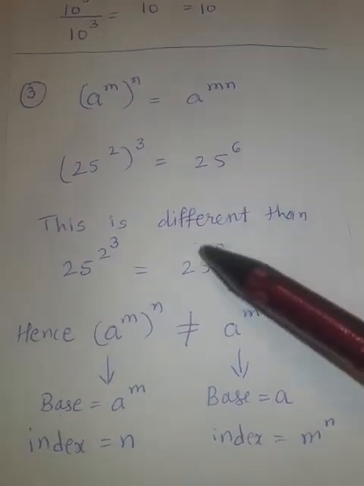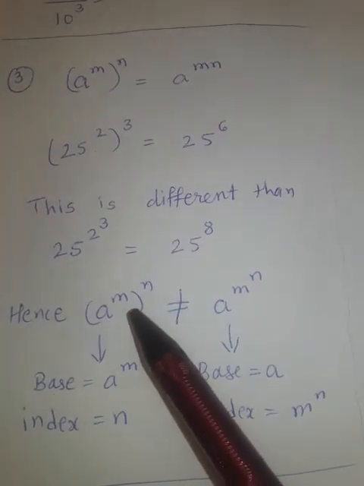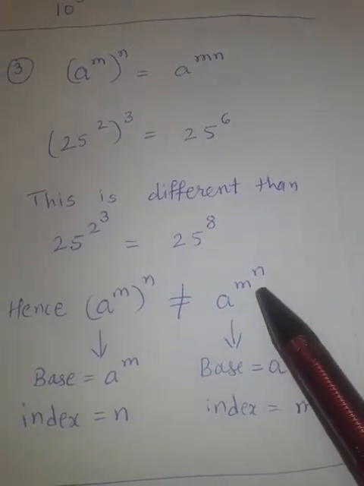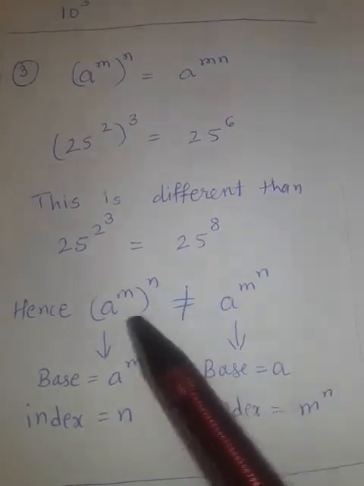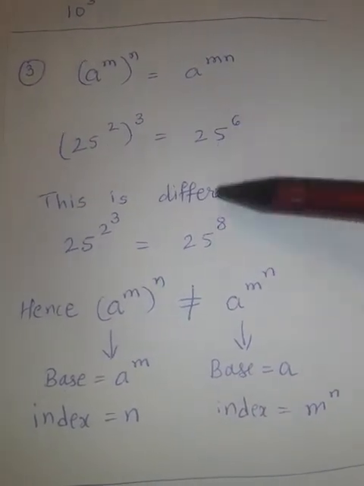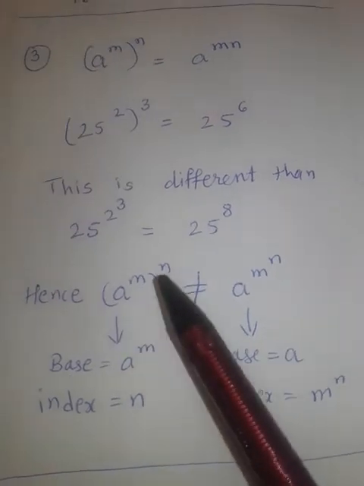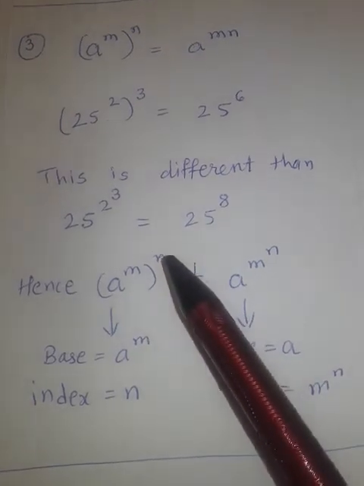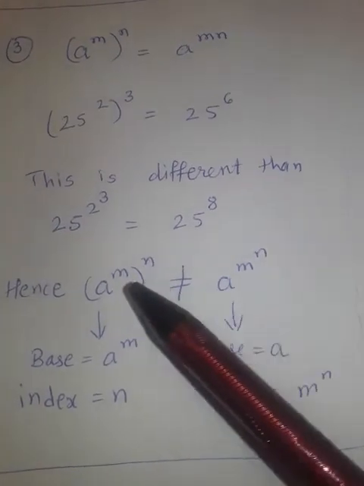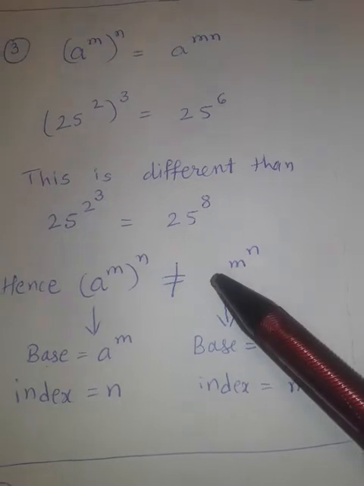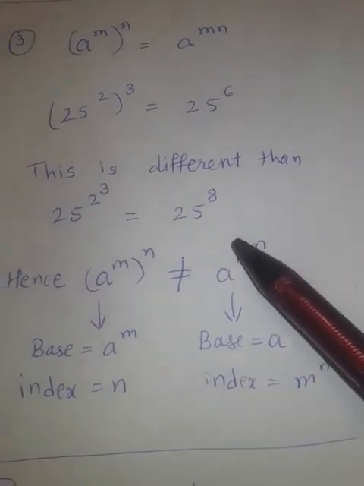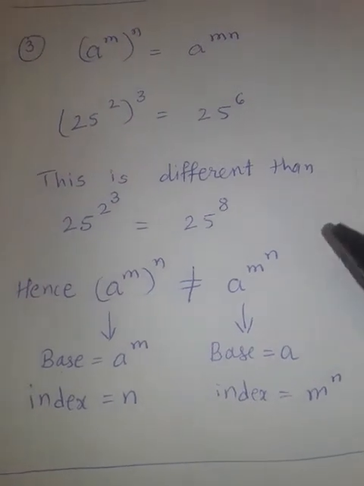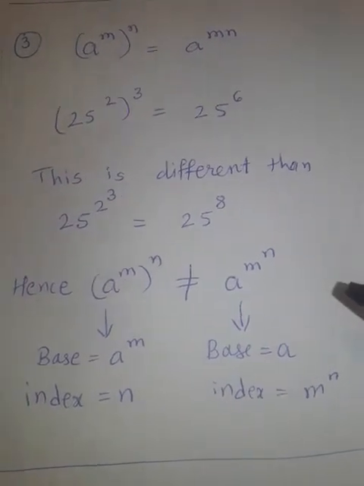See, they are different. That means a raised to m bracket raised to n is not equal to a raised to m raised to n. They are not equal. In numerical terms, I have explained here. In the left hand side, the base is a raised to m and the index is n. But if there is no bracket, then the base is a but the index becomes m raised to n. Got the difference? This is a very common mistake that students make.